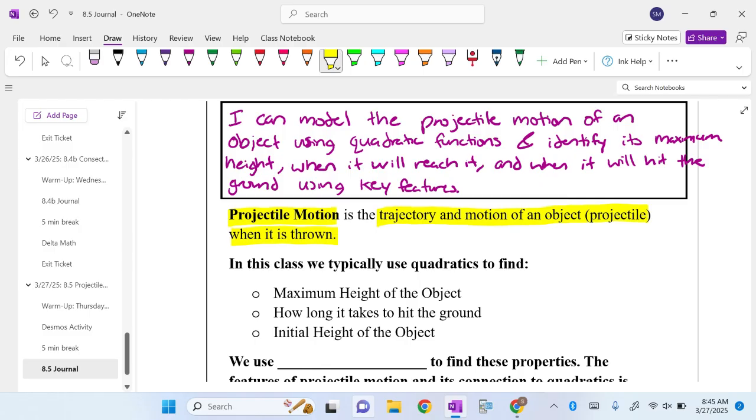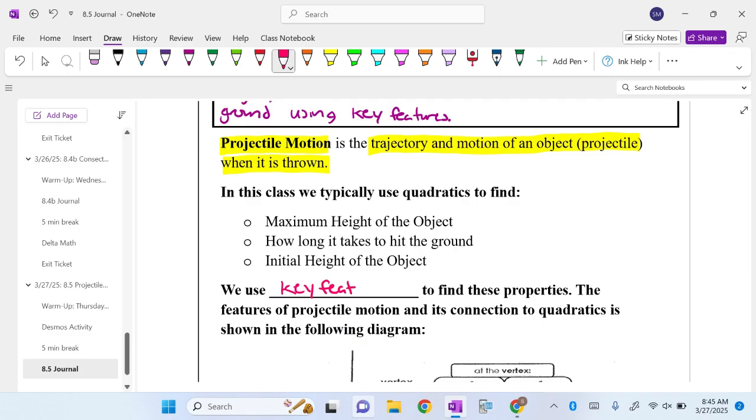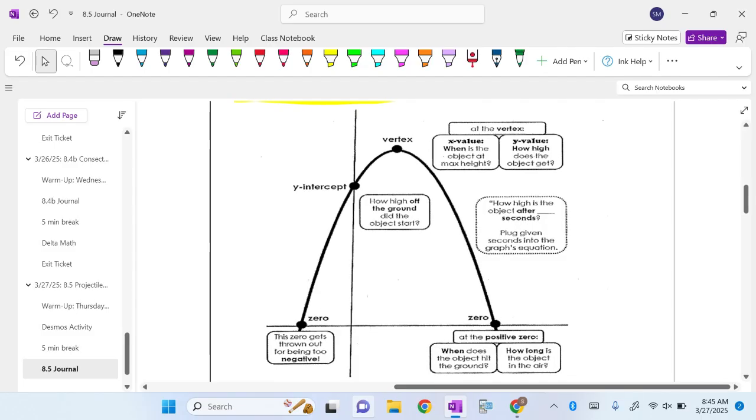Now, in this class, we typically use the quadratics to find the max height of the object, how long it will take to hit the ground, as well as the initial height of the object. So, to find all of that information, we use the key features that we learned back in 8.1. All of the features of projectile motion are shown in this diagram below, which is a very nice way to look at the different key features.